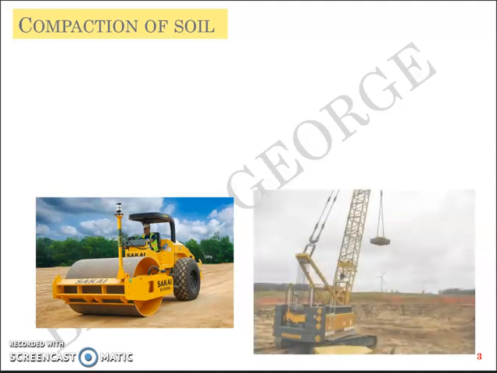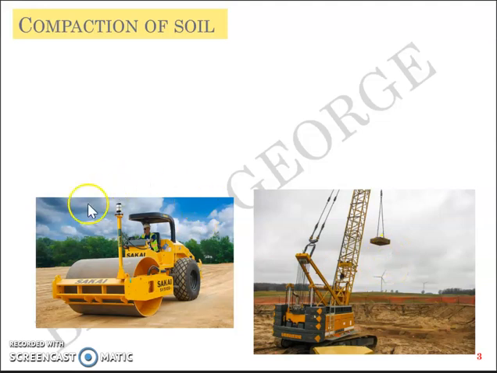Likewise, there's another thing called a dynamic compactor. You have a big hammer which is lifted to a height, let's say 12 meters above the ground level, and it's allowed to fall. That's the dynamic compactor that you see on the right side, and on the left side you see a roller compactor. These two pictures are examples of compaction at site.